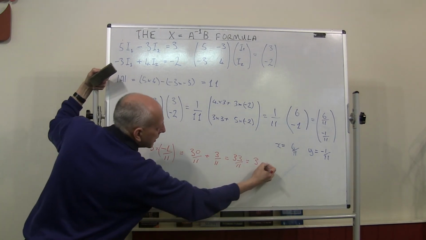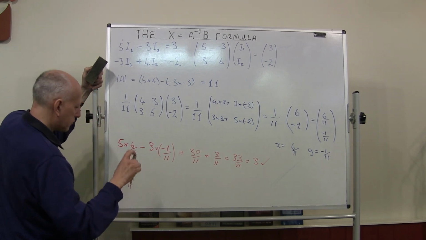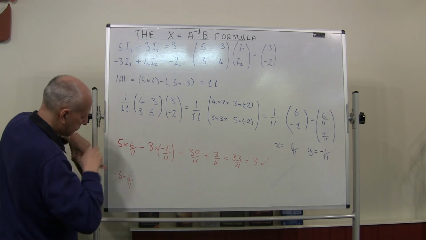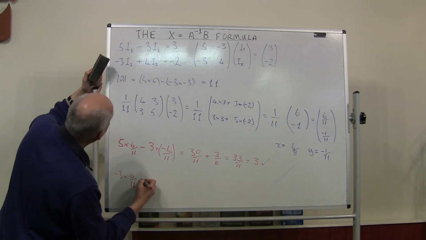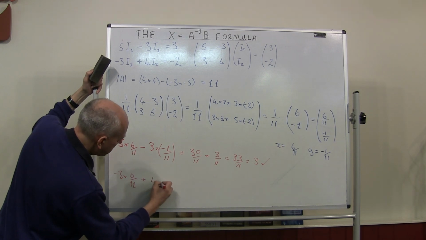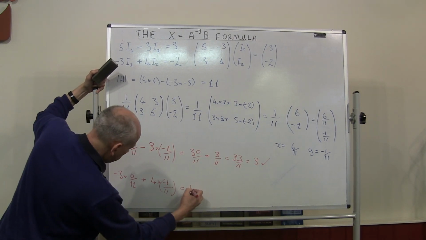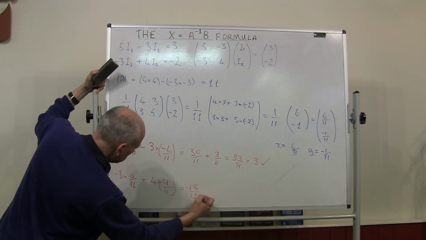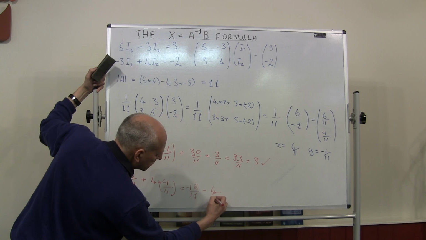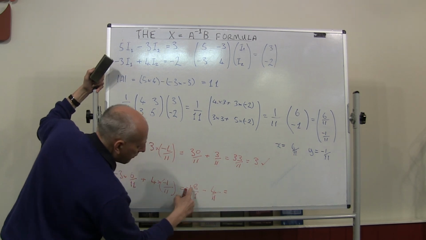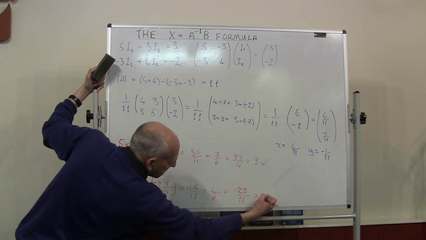Yes, result. Okay, this one, minus 3 times 6 elevenths, pen's running out on me, just about, we'll get there. Plus 4 times minus 1 over 11 gives me 18 elevenths, minus 18 elevenths, and then minus 4 elevenths, which is minus 22 elevenths, which is obviously minus 2.